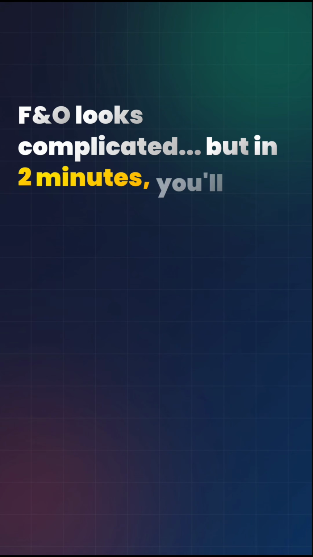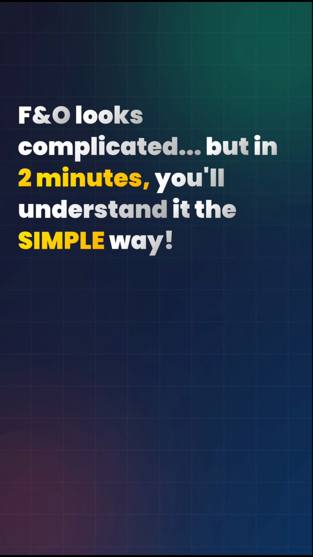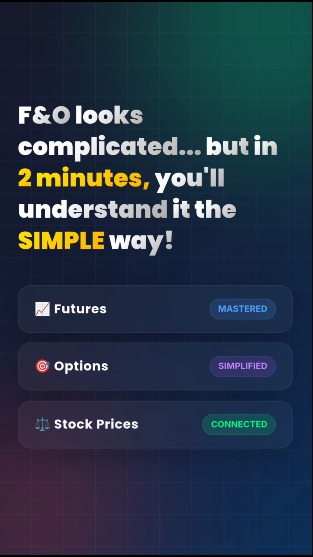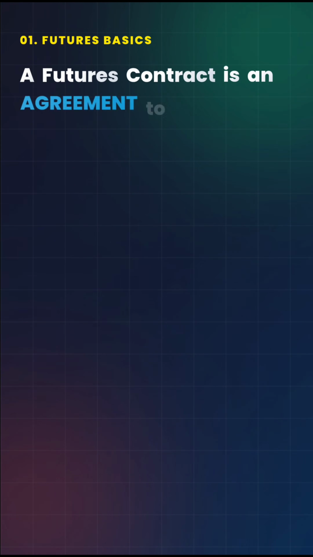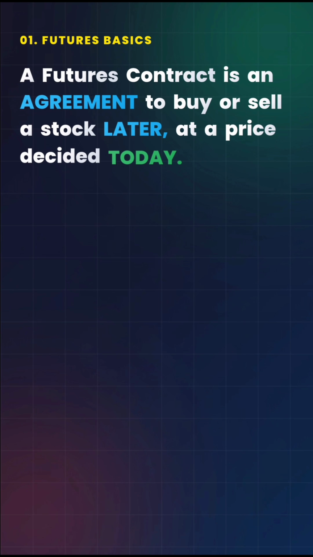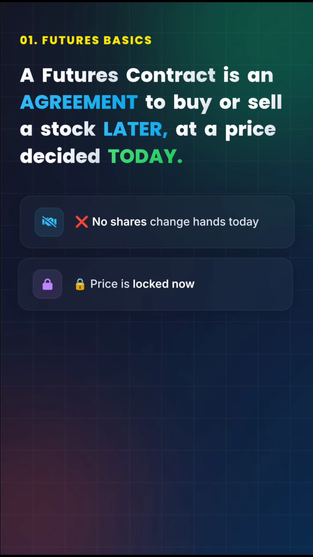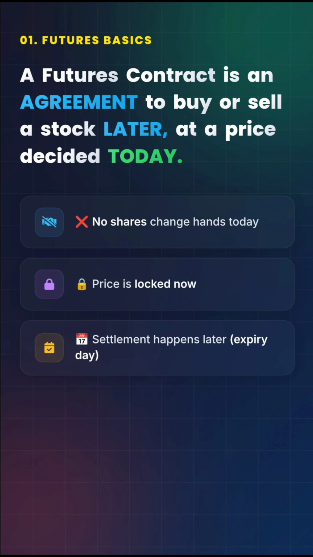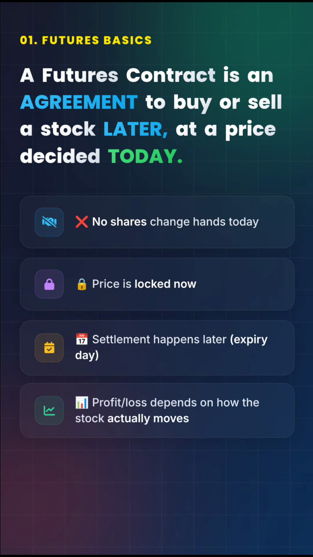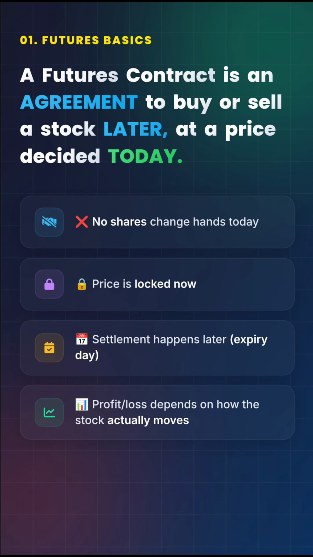Futures and options, that is F&O, looks complicated, but in 2 minutes you'll understand futures, options, and how they relate to stock prices in the simplest way. A futures contract is an agreement to buy or sell a stock later at a price that is decided today. Key points: no shares change hands today, prices are locked today, settlement happens later, that is on expiry day, and profit and loss depend on how the stock actually moves.